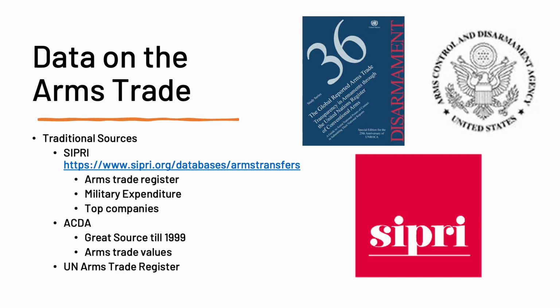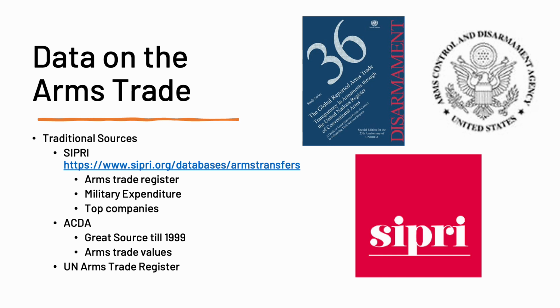particular data source during the Cold War, especially with Eastern Europe and Russian arms transfers, just because the majority of their data was probably coming from CIA sources who had a better idea of what was going on than nonprofits that were out there. You also have the UN Arms Trade Register, which is still active.